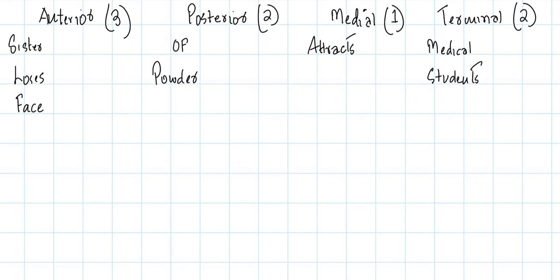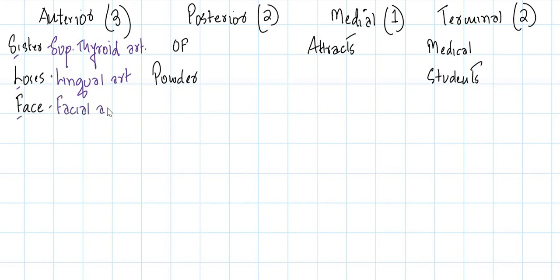Let me write down the branches. Sister means superior thyroid artery. L for lingual artery. F for facial artery. So these three branches are the anterior branches.